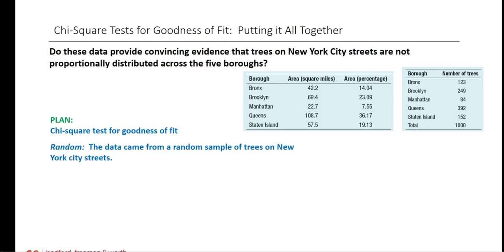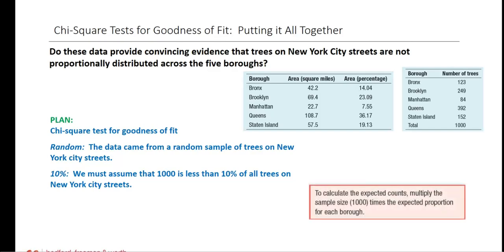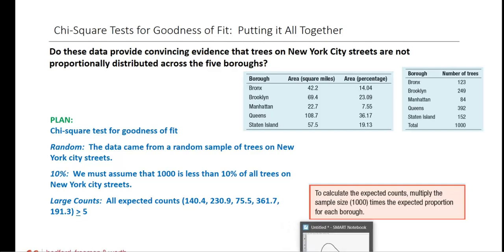Chi-square test for goodness of fit is the name of it. Random sample of trees, a thousand, less than 10% of all trees in New York City. All those conditions are true. Expected counts are 140.4. So how did they get those? I just want to make sure you understand that.